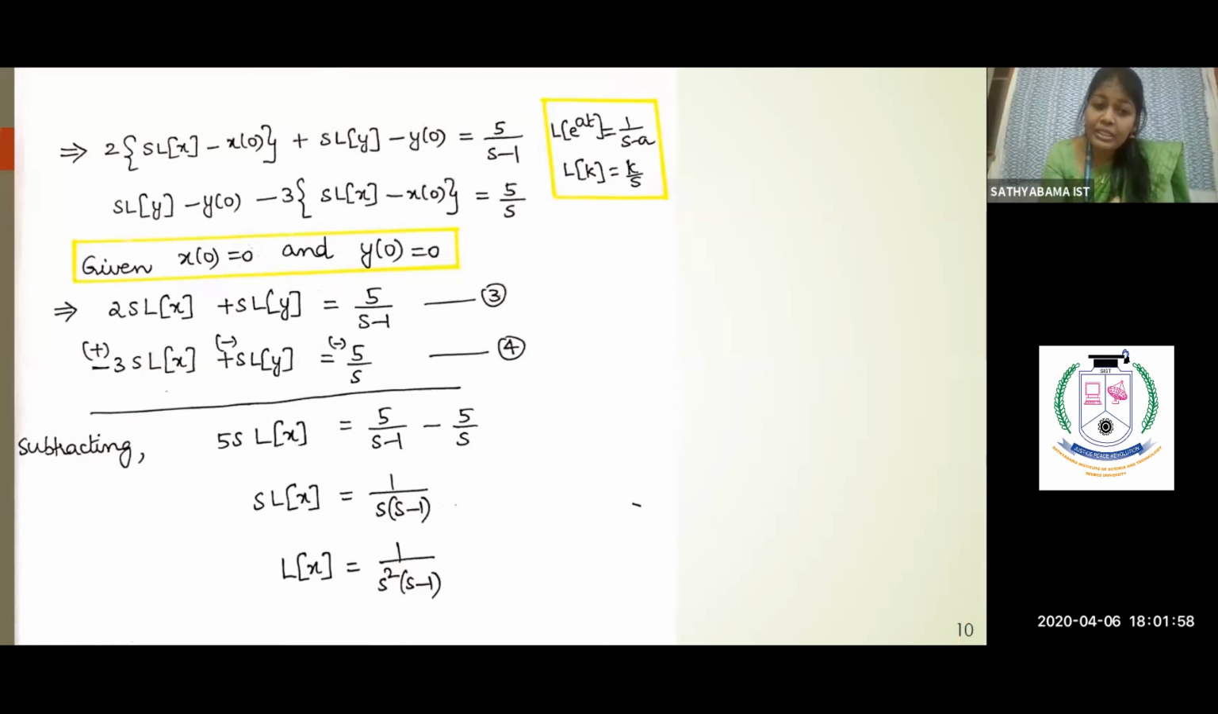What have we found? We have eliminated L of y from the picture and we have found what is L of x. Okay. So this is step 4. Step 4 is over. From this, what do you think you're going to do in step 5? From this, you're going to find x. So what do you think x is? If L of x is this, what is x? x is L inverse of the right hand side. L inverse of 1 divided by s square into s minus 1. You understand? So that's step 5.